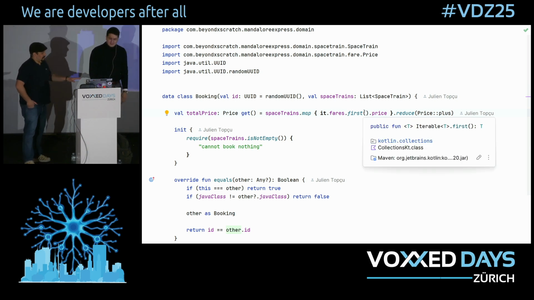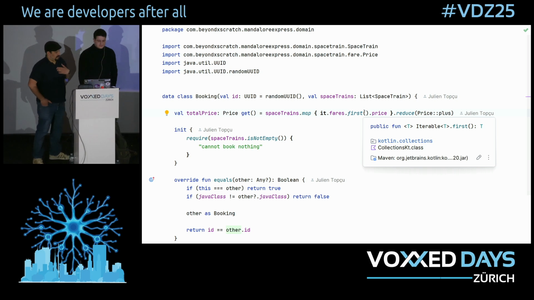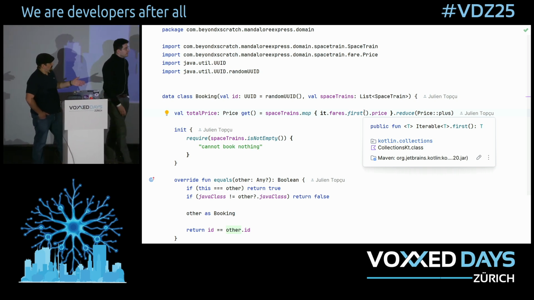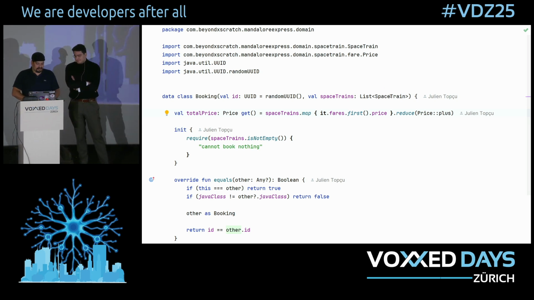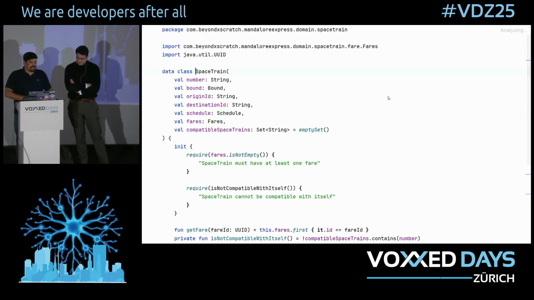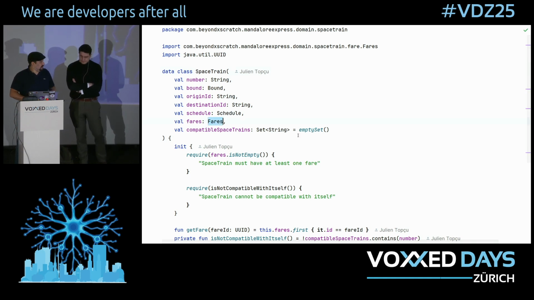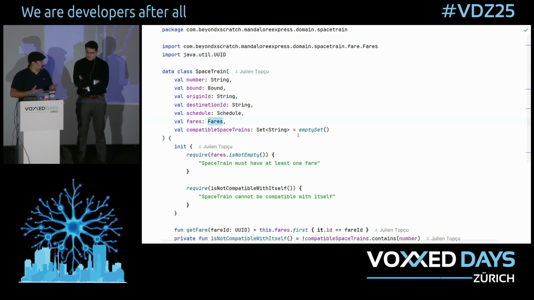Okay, I will explain, but remember first, I'm a 10x Mandalorian, right? So I know how to code fast. Here you can see that the booking is using the space train class. But that class was made first for the search, which is why here you have a list of fares. Remember, you can choose between first, second class.